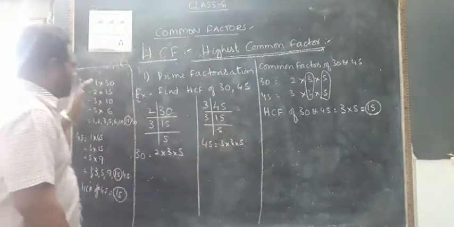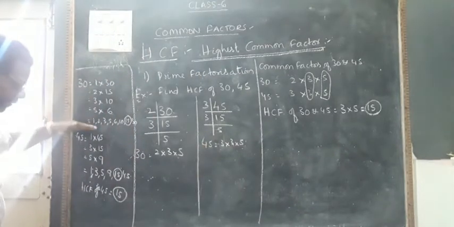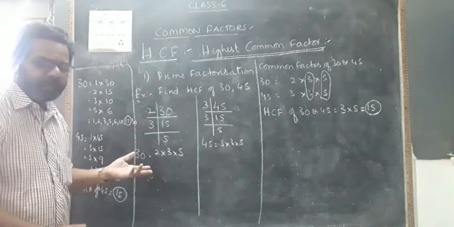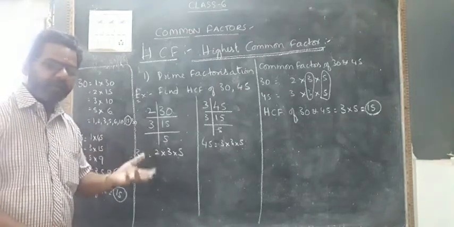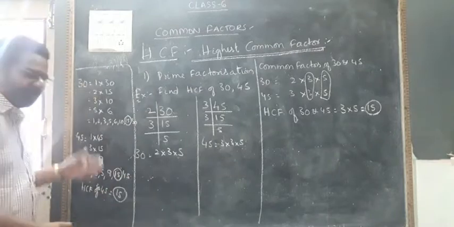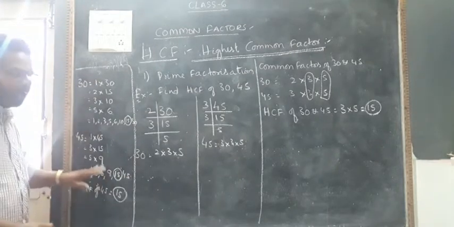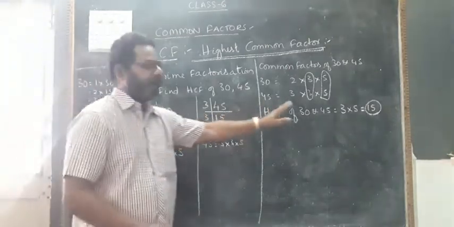For every sum, every number, it is not possible to explain the factors like this, because some bigger numbers are there. Suppose 3500, 4600, like that, it's difficult. That's why we won't follow this method, but we have to understand it. After that we shall go for the prime factorization method.